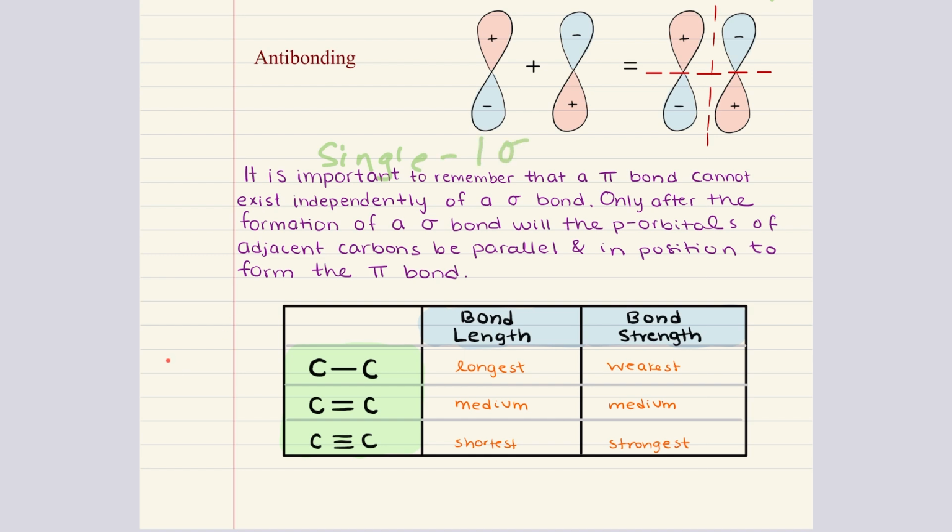A double bond always contains one sigma bond and one pi bond. And finally, a triple bond always contains one sigma bond and two pi bonds. Further, because of the different ways sigma and pi bonds form, bond strength and bond length follow a predictable trend. Sigma bonds, being the strongest, hold atoms together most effectively.